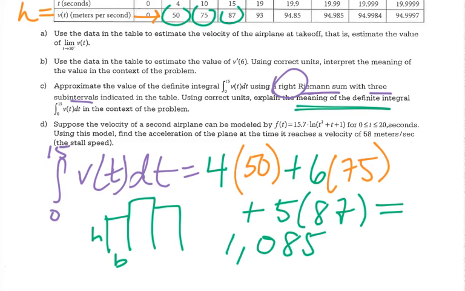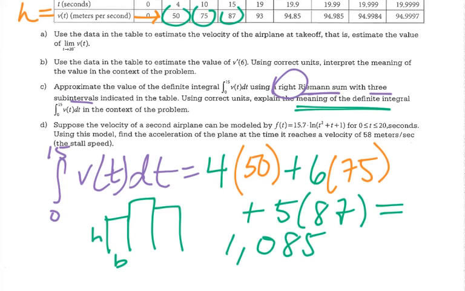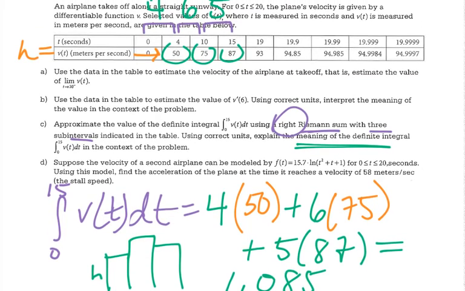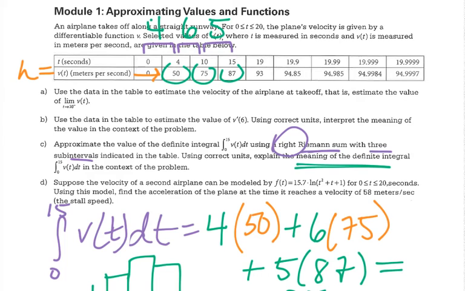1,085. Okay, so now that we've found that, we're supposed to use correct units and explain the meaning in the context of the problem. Well, we said that the integral of velocity, the area under the curve, gives us the displacement. So what are we talking about here? We're talking about the displacement of an airplane as it takes off along a straight runway.